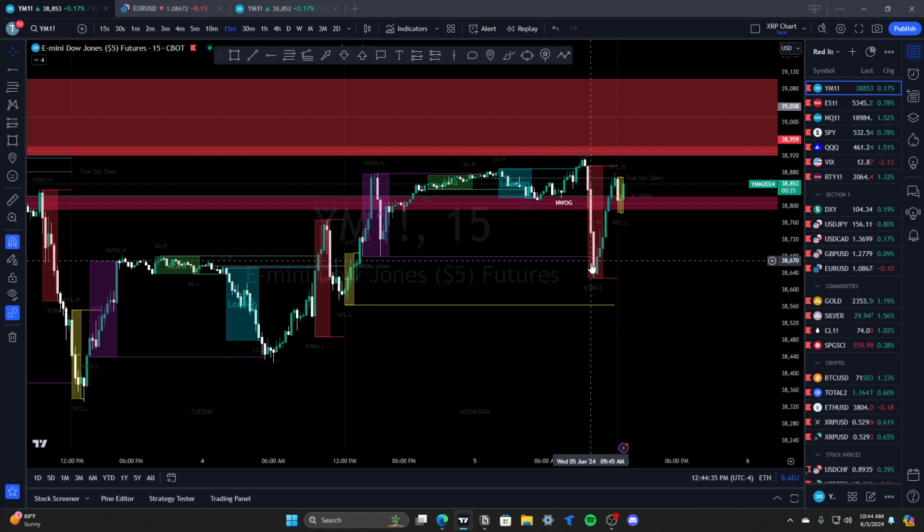As you can see, this candle here kind of eliminates that candle, especially since it's immediately the next candle. So yeah, that's about it.